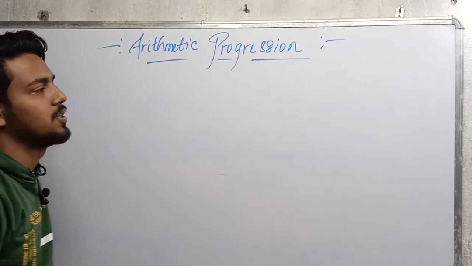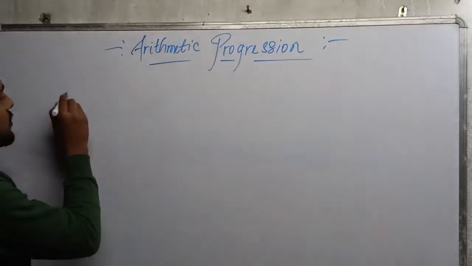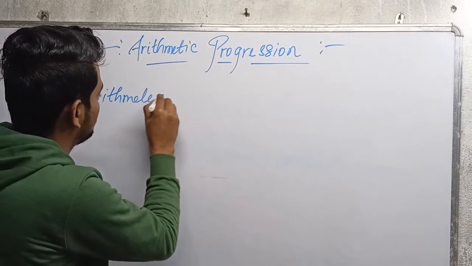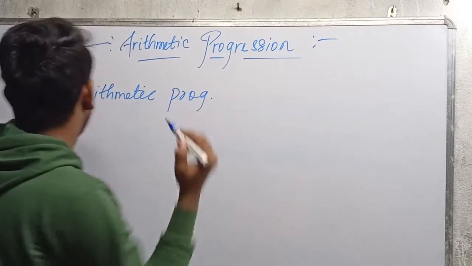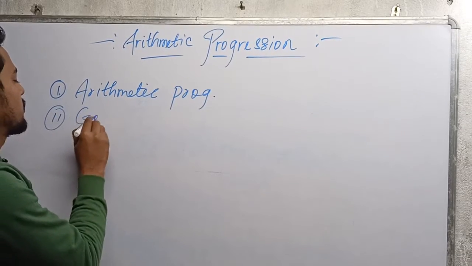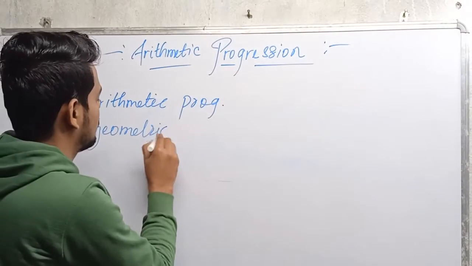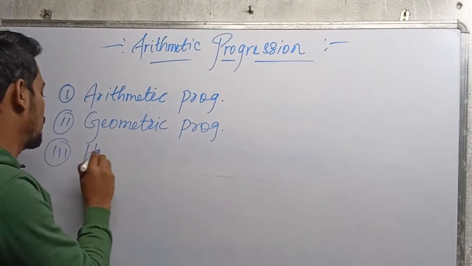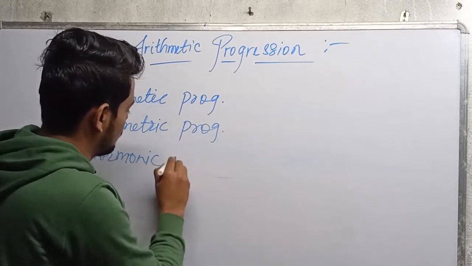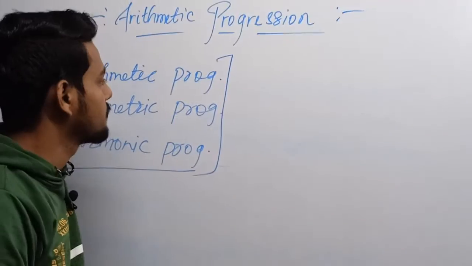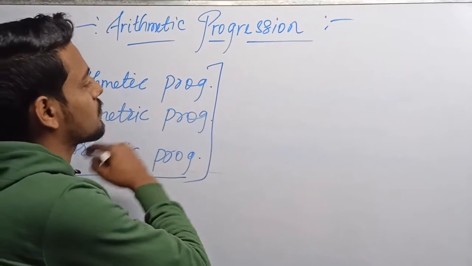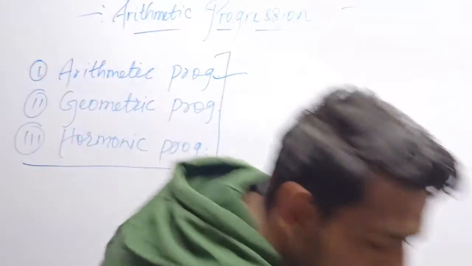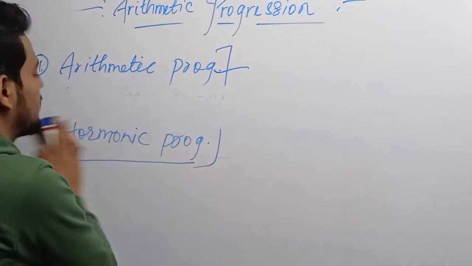So there are basically three types of progression. The first one is arithmetic progression, the second one is geometric progression, and the third one is harmonic progression. We are here to learn about arithmetic progression. So what is arithmetic progression?